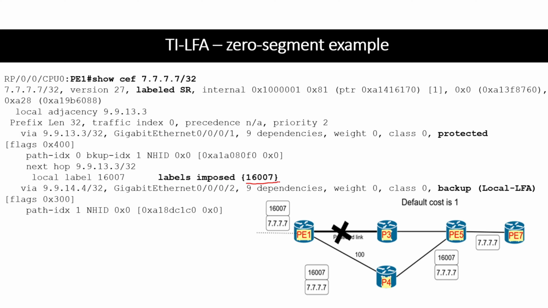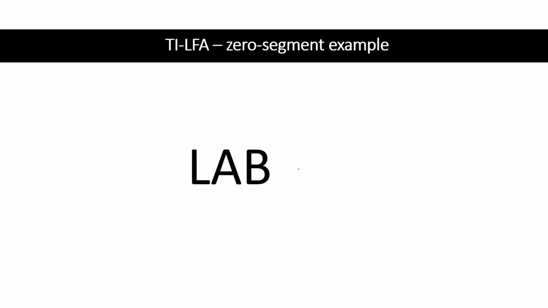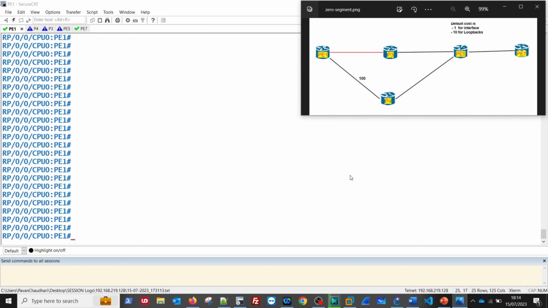So it is just swapping with the same label. It's not going to push any extra label on the backup path. As we discussed in the previous slide, we are protecting the link between P1 and P3, and the link between P1 and P4 is the highest metric. So P4 becomes the Q space of the P3 or P7 destination, and P1 himself is acting as a P space.